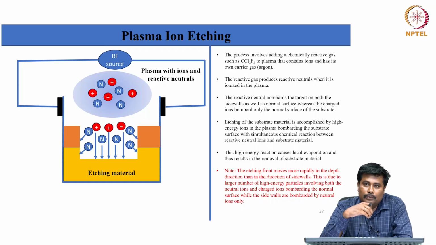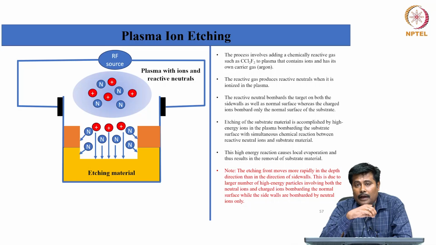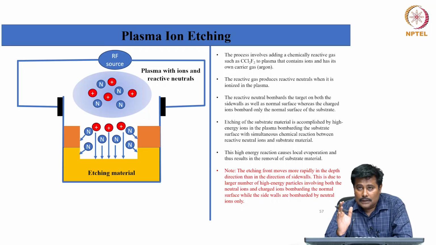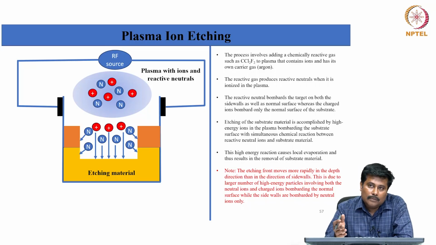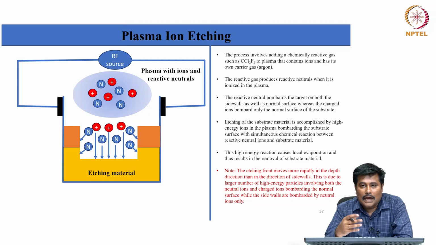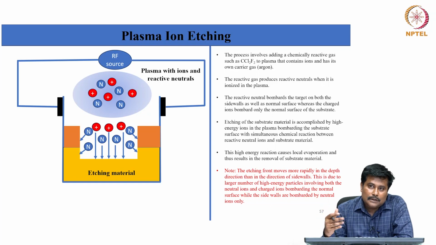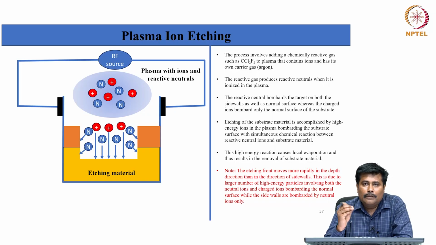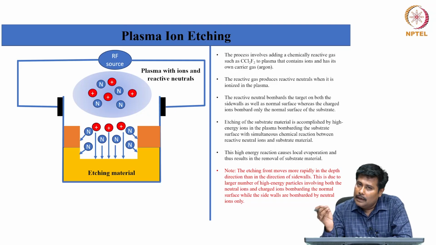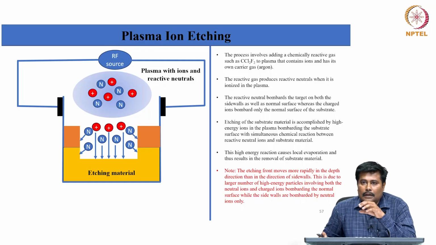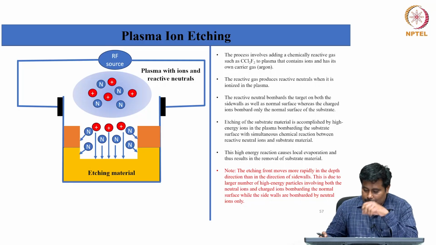So, the reactive gas produces a reactive neutral when it is ionized in the plasma. These reactive neutrals bombard the target on both the side walls as well as the normal surfaces, whereas the charged ions bombard only the normal surfaces of the substrate. So, the etching of the substrate material is accomplished by high energy ions in the plasma bombarding the substrate surface with simultaneous chemical reactions between reactive neutral ions and the substrate material. This high energy reaction causes a local evaporation, thus resulting in the removal of the substrate material.